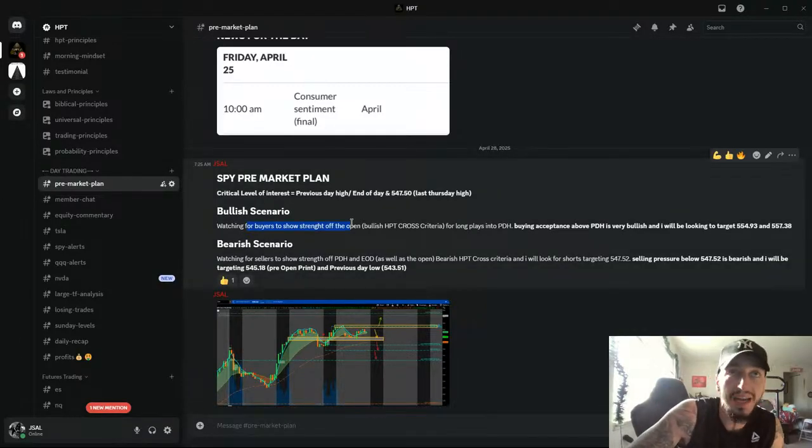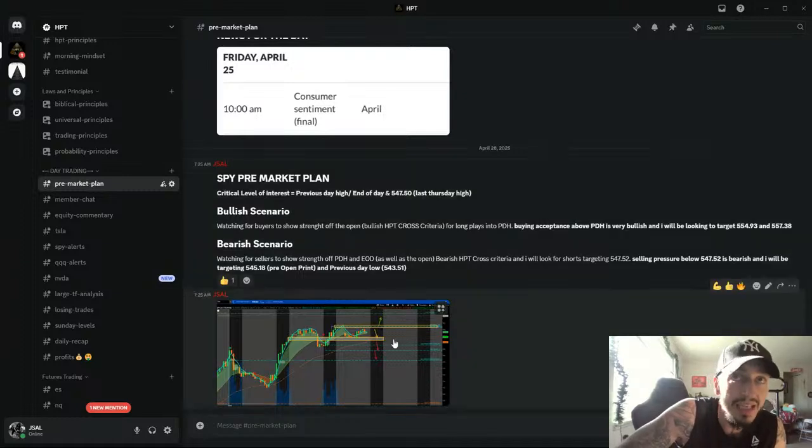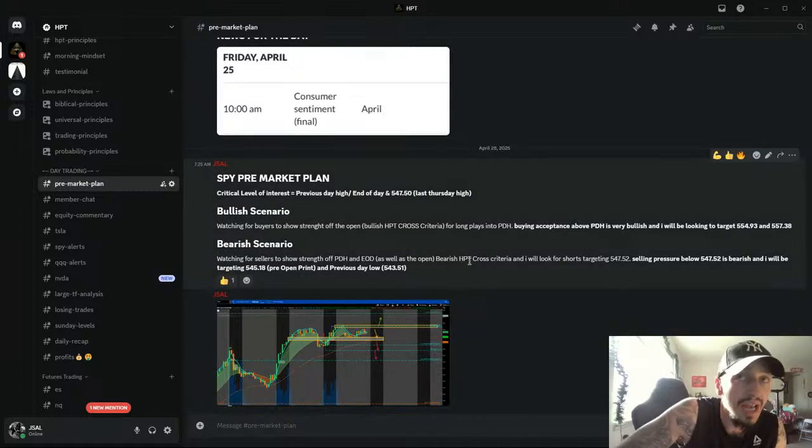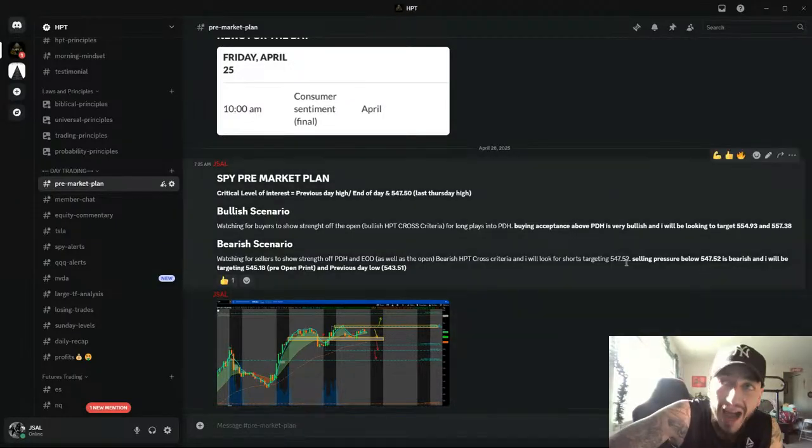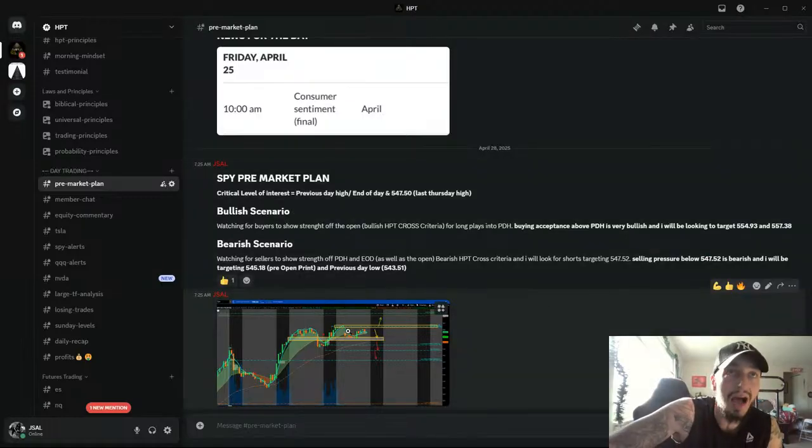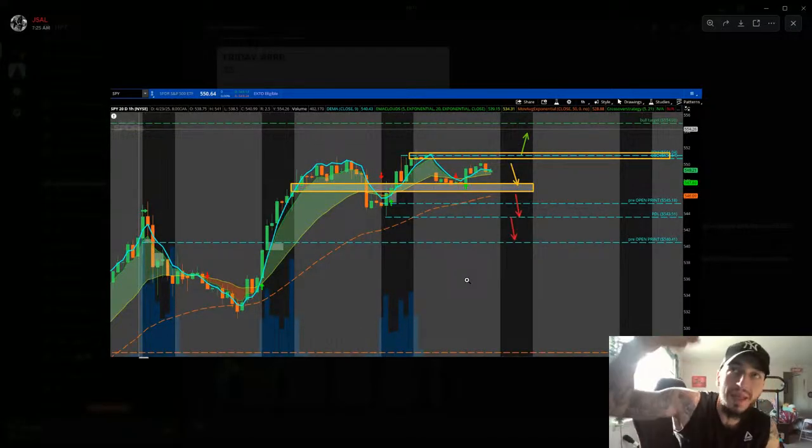And that's exactly what I do. I go, all right, in a bullish scenario, I'm looking for buyers to show strength off the open. That's bullish HPT cross for long plays into PDH. Buying acceptance above PDH is very bullish. I'll be looking to target, etc. Now, bearish scenario. I'm watching for sellers to show strength off previous day high in EOD, as well as the open. Bearish HPT cross criteria, and I will look for shorts targeting 54752. So selling pressure below this level is bearish. I will be targeting previous day open print.